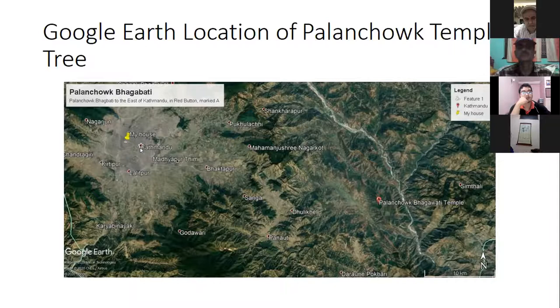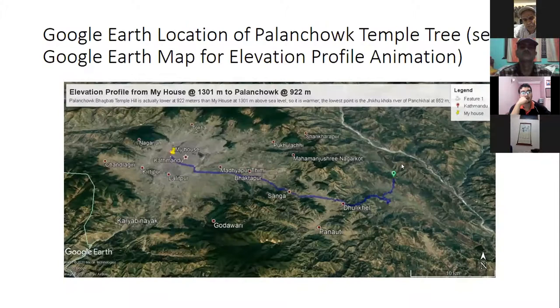And since they have been increasing the production, in order to maintain the production, they have been using more and more pesticides, as I just told you. Now let me show you a picture of the connection between my house and Palancho in this next picture. So here is the actual roadway connection from my house to Palancho. And I'm now going to go into the Google Earth picture.